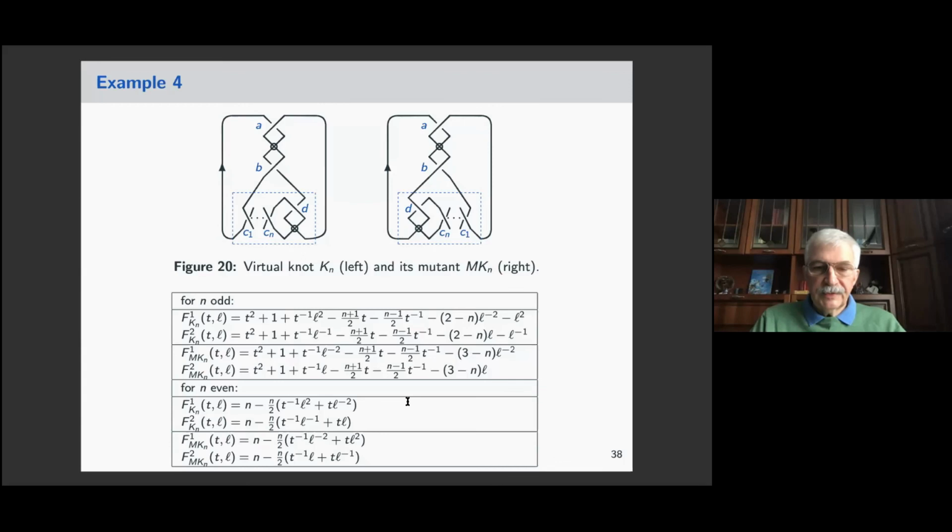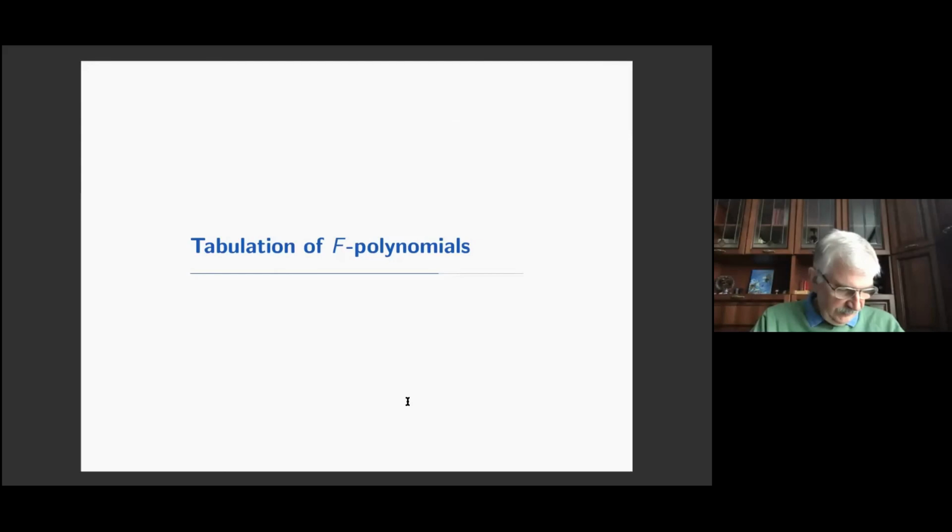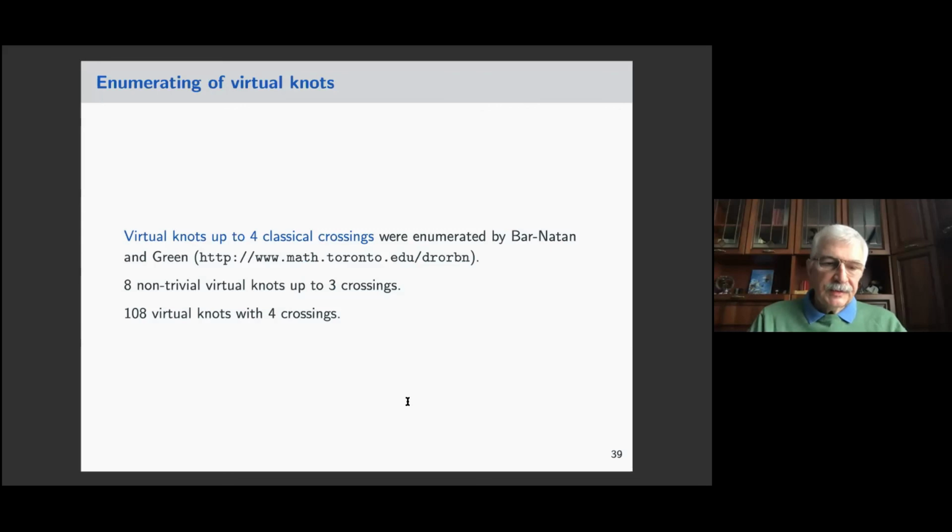And since we have F polynomials, it's interesting to look at how they look. The tabulation was done in joint work with Maxim Ivanov. He wrote a computer program which we used to draw diagrams and calculate F polynomials. And what does tabulated mean? We used a table of virtual knots up to 4 classical crossings.